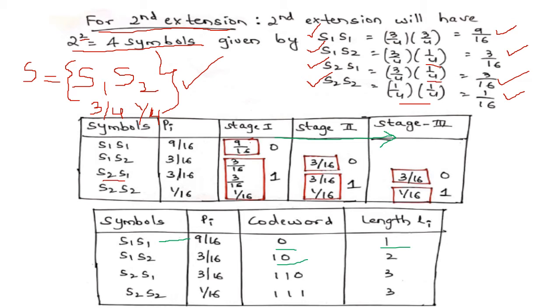Similarly the third symbol S3 has a probability 3 by 16. So the third symbol, which occurs with probability 3 by 16, has code word 1 in the first stage, 1 in the second stage and 0 in the third stage. So the code word for 3 by 16 is 110. Similarly for 1 by 16, in the first stage it is assigned 1, second stage 1, third stage 1. Therefore the code word is 111 and its corresponding length is 3.